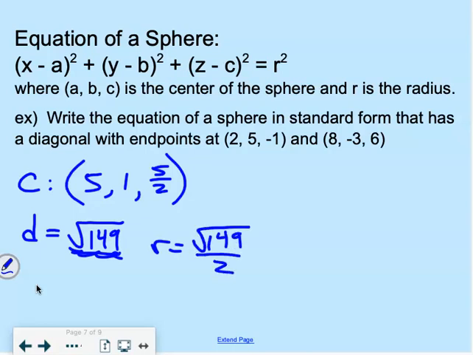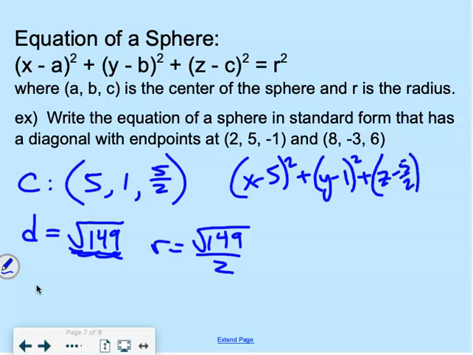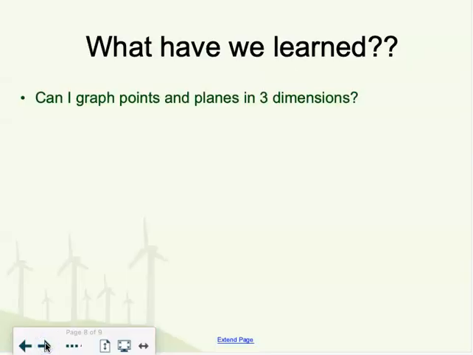Okay, so then the equation of your sphere would be, you all just say it, (x minus 5) squared plus (y minus 1) squared plus (z minus 5 halves) squared equals 149 over 4, which is r squared. Good, that's it. So you can't graph yet.